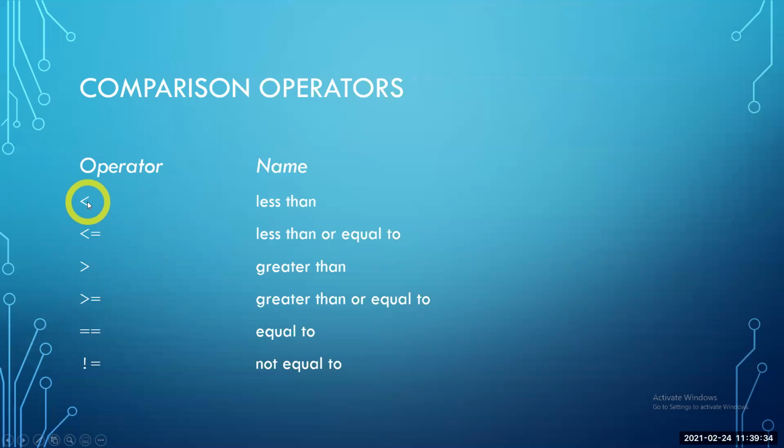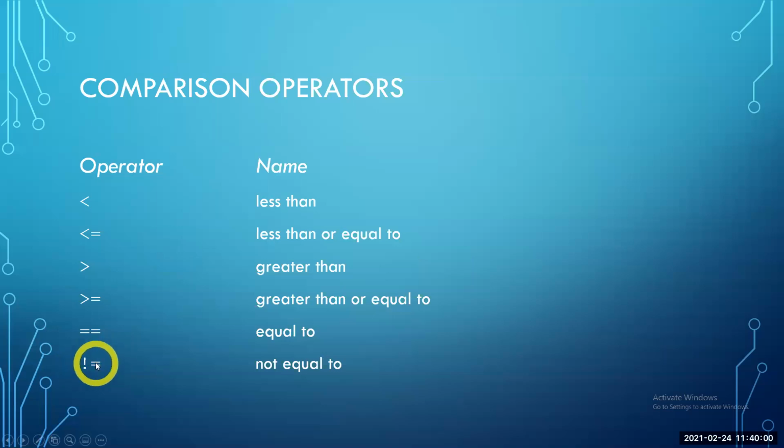Be mindful of less than and less than or equal to. Those are two different operators. So for example, if I say if radius is less than 0, that means radius could still equal 0. However, if I say less than or equal to 0, that means it's going to account for all of those situations, including 0. Right? So be mindful of that.